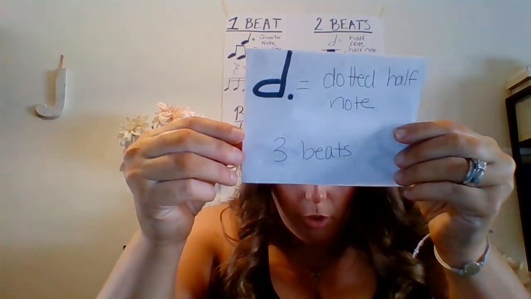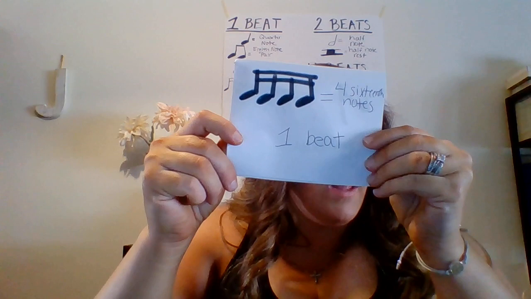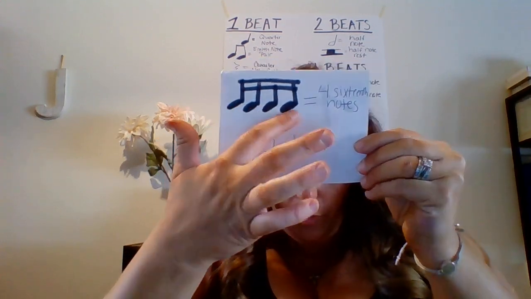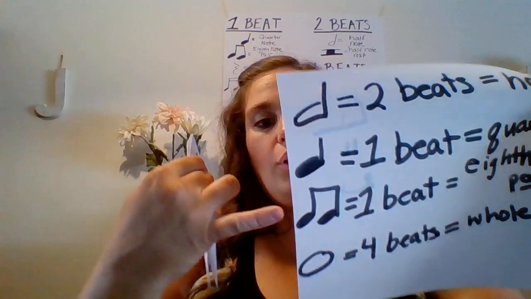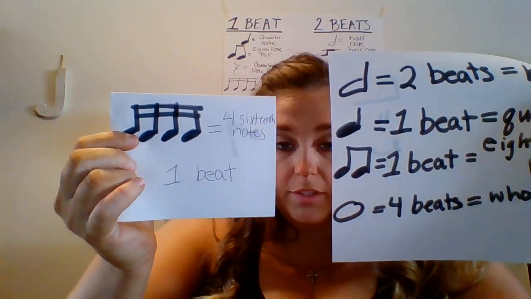Today we're going to learn about, this is a dotted half, nope, let's start with this one. Sorry, that'll make more sense. So this is a lot like the eighth note pair, except there's 4 of them and there's another line. With the eighth note, you just have 1 line. With the 16th notes, you have 2, all right?